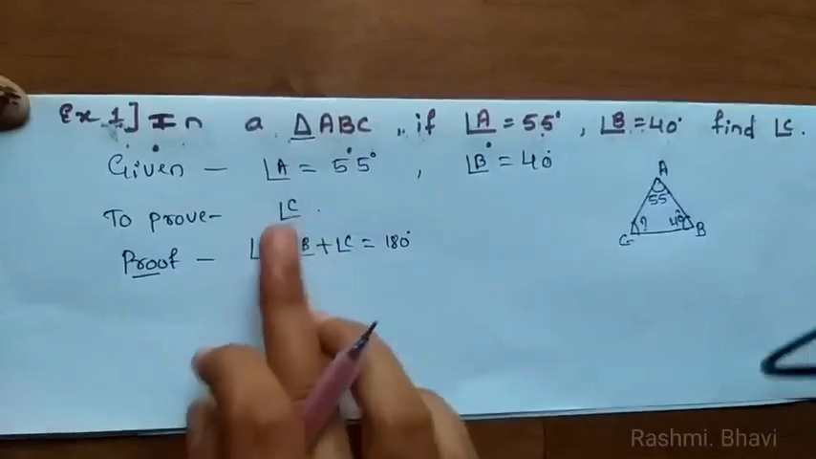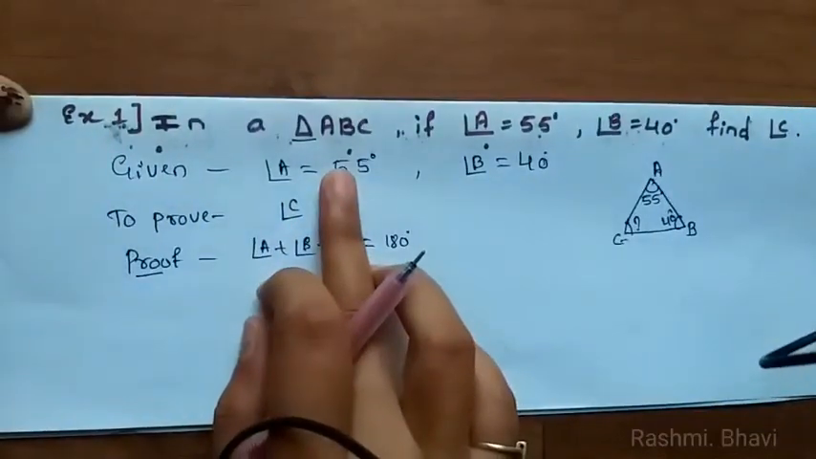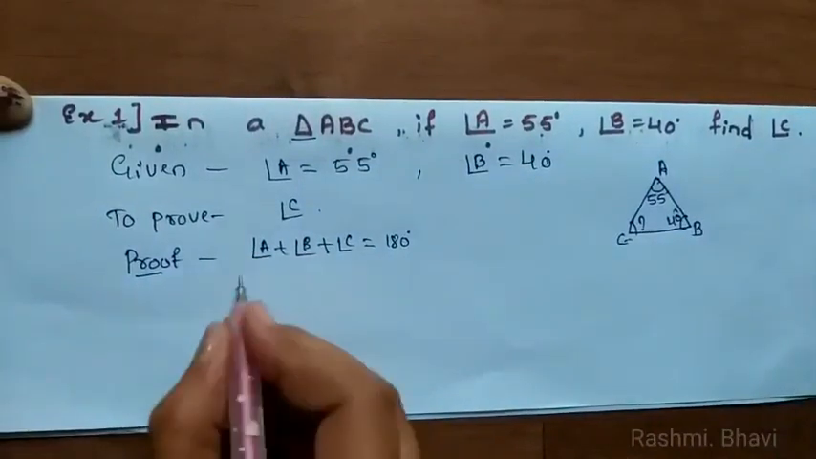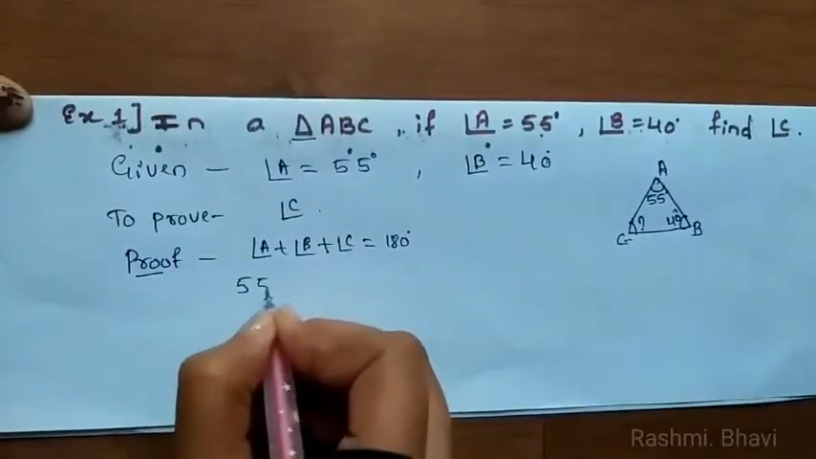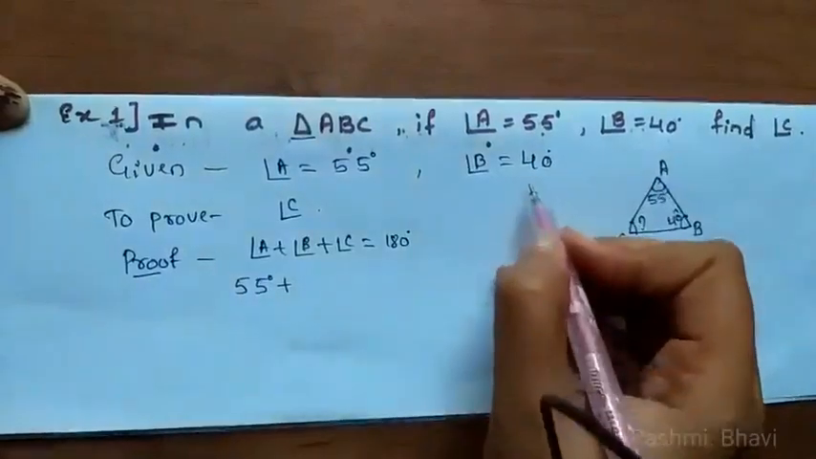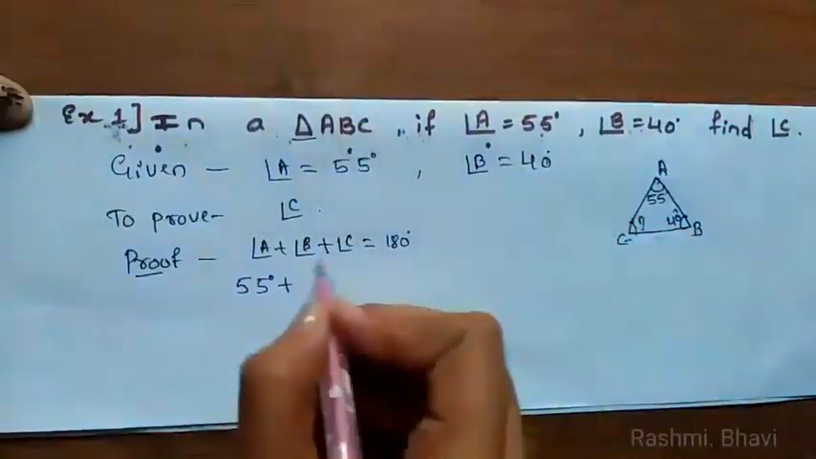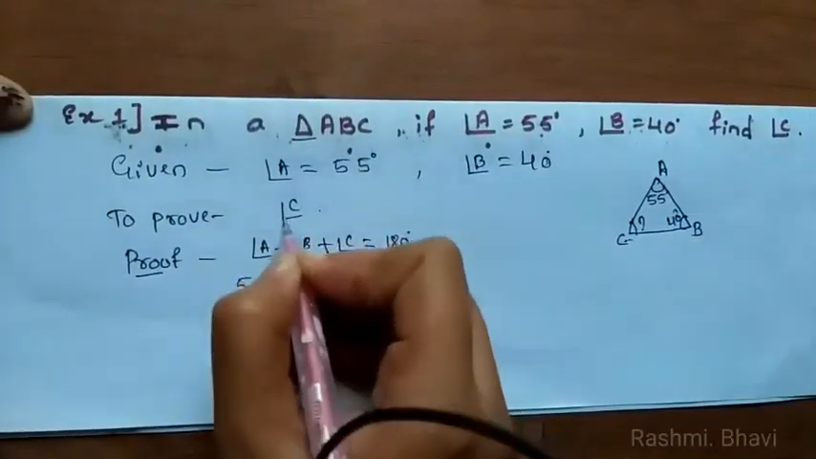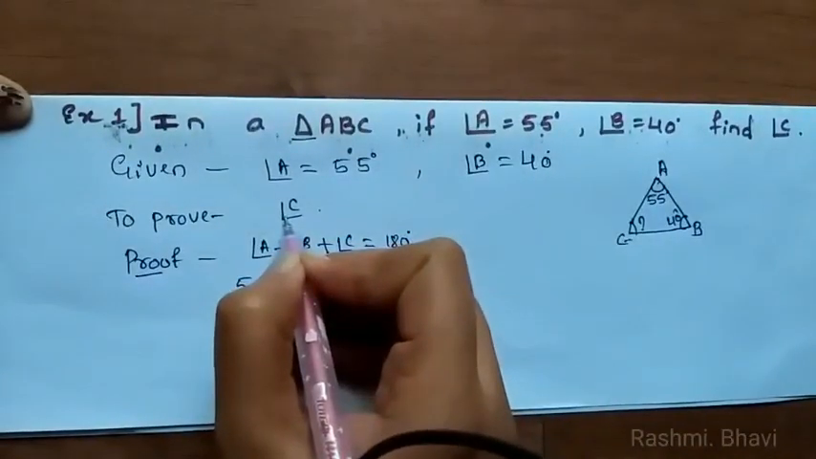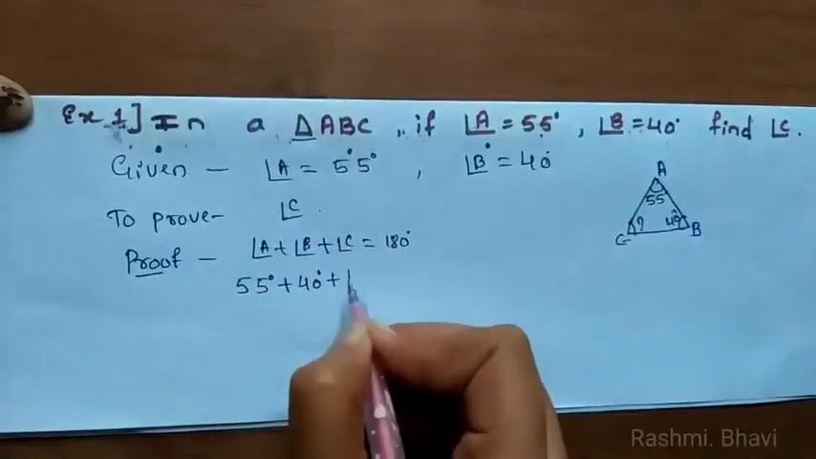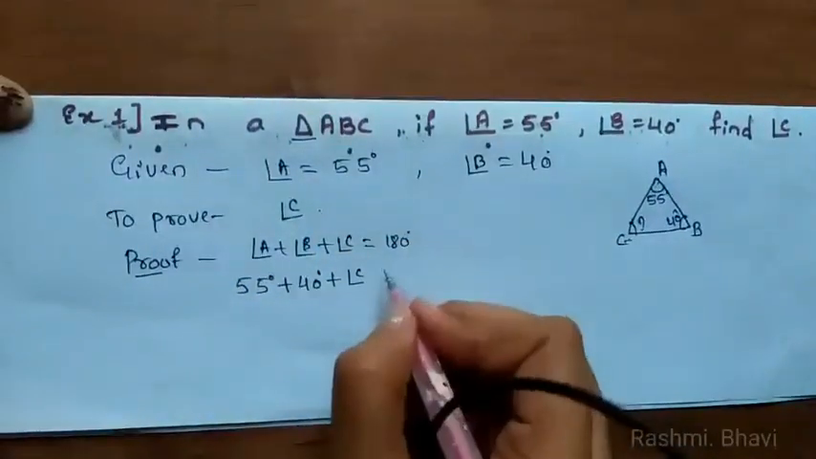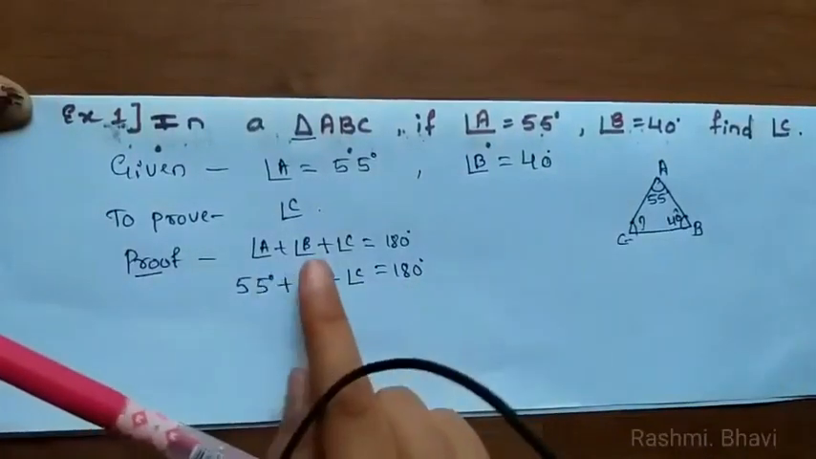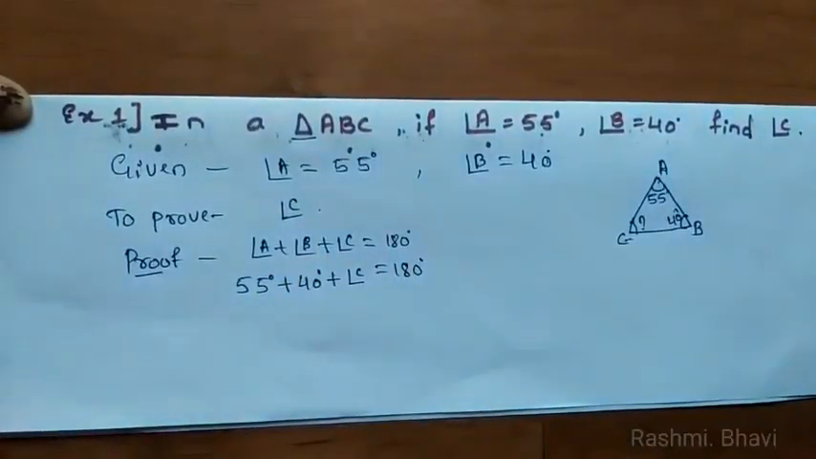Now just see the question. Angle A is how much they given here? 55 degree. In the place of angle A, we have to put the 55 degree here. And angle B, what is that? 40 degree. So in the place of angle B, we have to write the 40 degree. And angle C, we don't know the angle C, we have to find the angle C. So angle C keep as it is, which is equal to how much here? 180 degree. Angle A plus B plus C is equal to how much here?